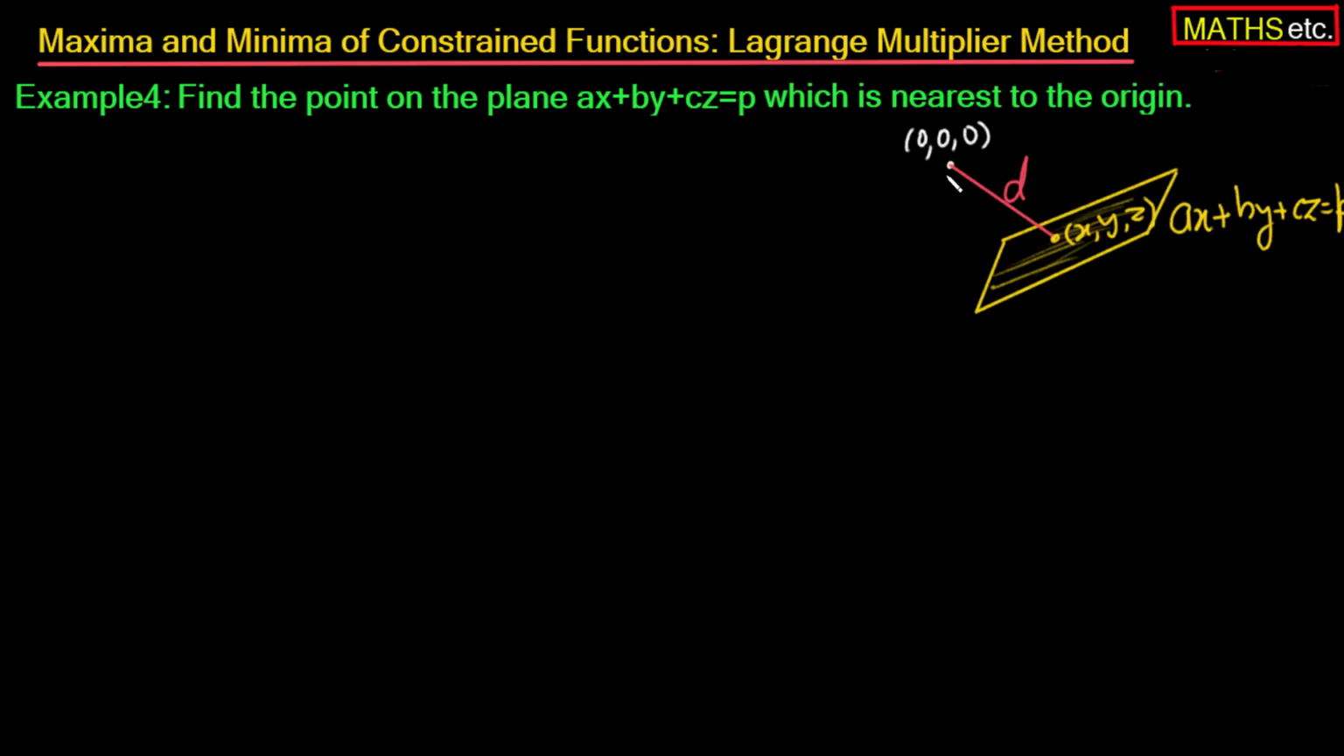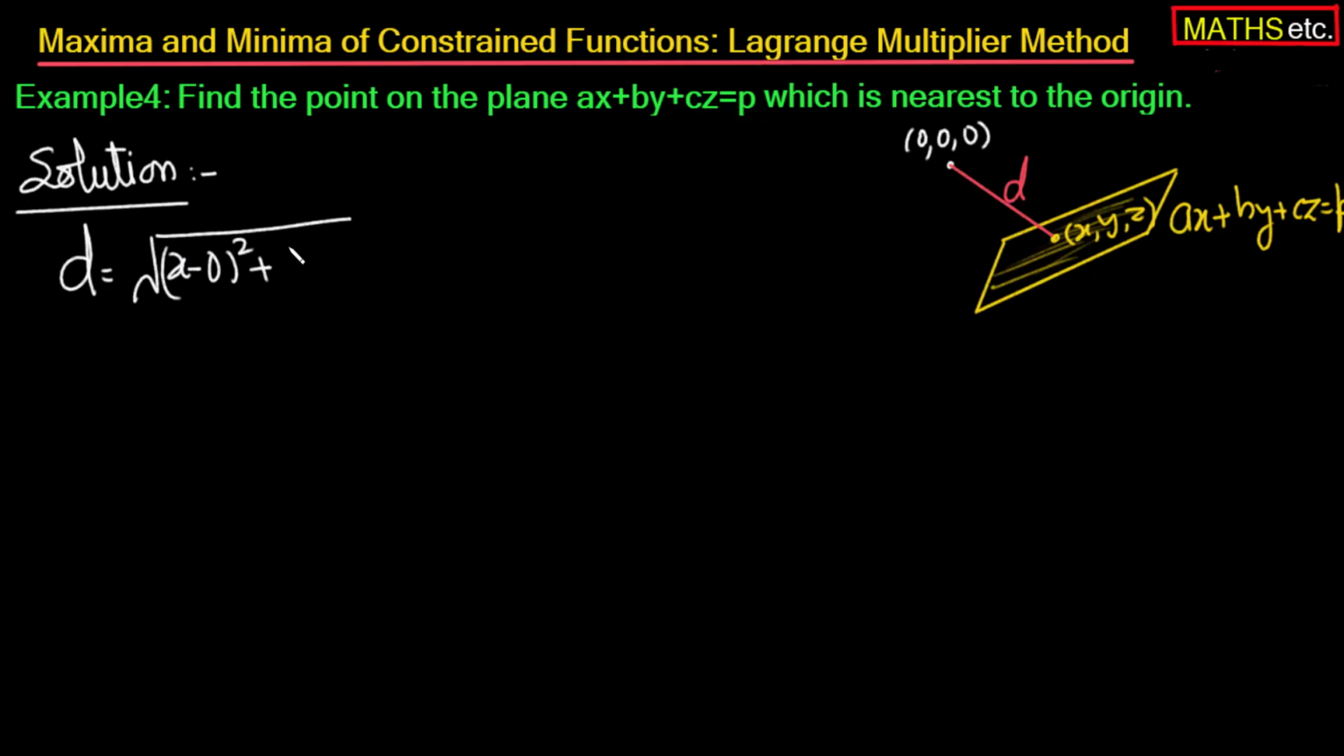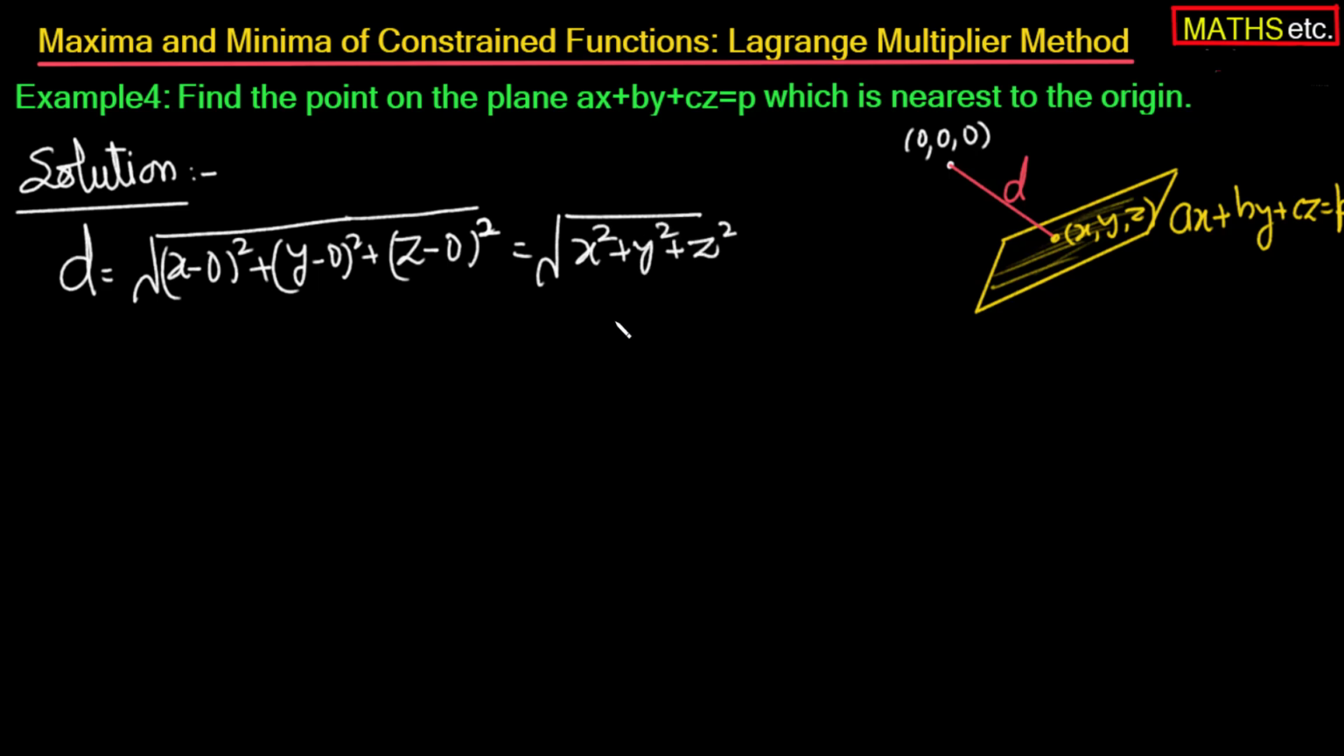So what is the function? The function will be the distance function, which is not directly given. So we start solving the problem. Solution. First we find the distance function using the distance formula. The distance between any arbitrary point (x, y, z) on the plane and the fixed point, the origin, will be the square root of (x minus 0) squared plus (y minus 0) squared plus (z minus 0) squared. And this comes out to be the square root of x squared plus y squared plus z squared.